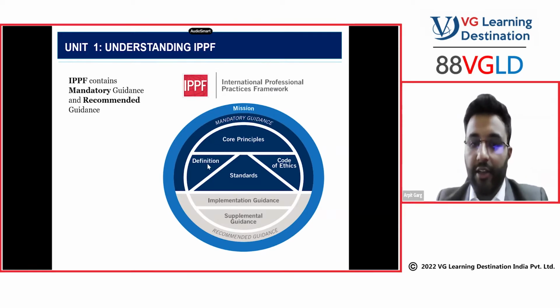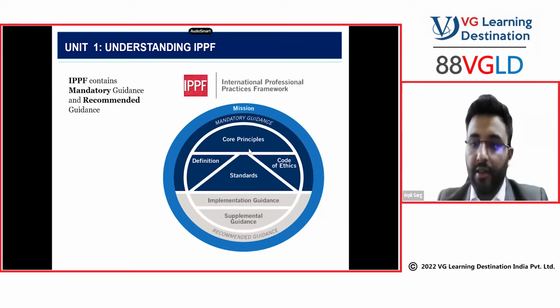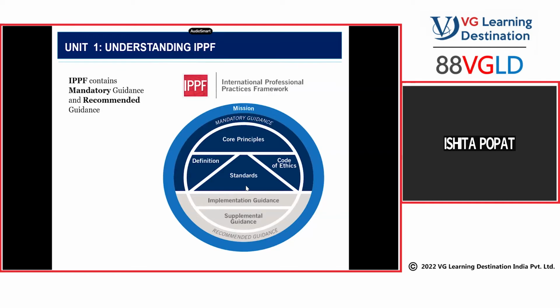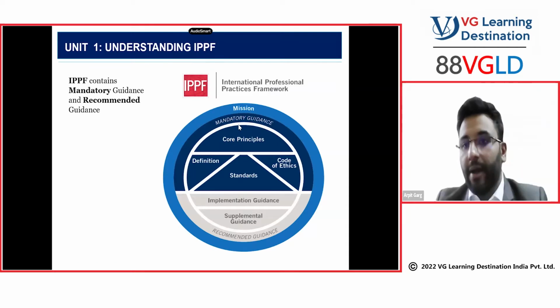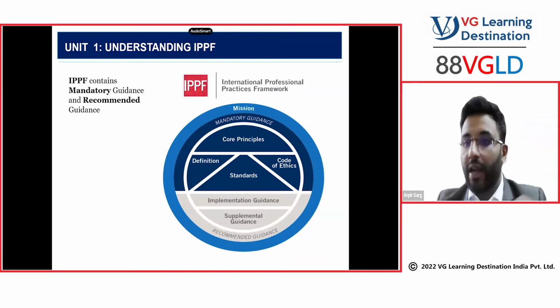Can you say that together? It includes the definition of internal auditing, core principles, standards, and the code of ethics, right? So folks, we'll understand mandatory guidance, under which we have 4 important things: definition of internal auditing, the core principles. There are total 10 core principles. We don't have to learn them. We have to understand them. We don't have to learn anything.